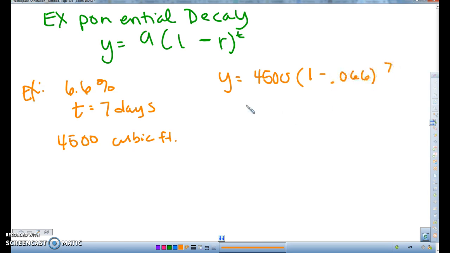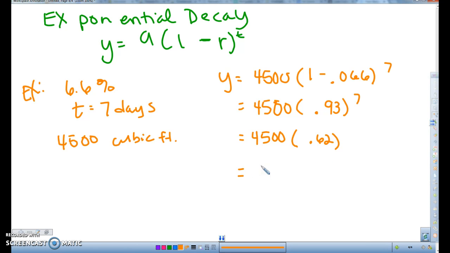to the 7th power. And I'm, again, going to slowly use that calculator to solve. So the first thing I want to do is subtract inside my parentheses. When I do that, I'll get 0.934. Then I want to raise that to the 7th power. So I have 4,500 times 0.62 when I've raised that. When I multiply that through, I would get 2,790.33 cubic feet.